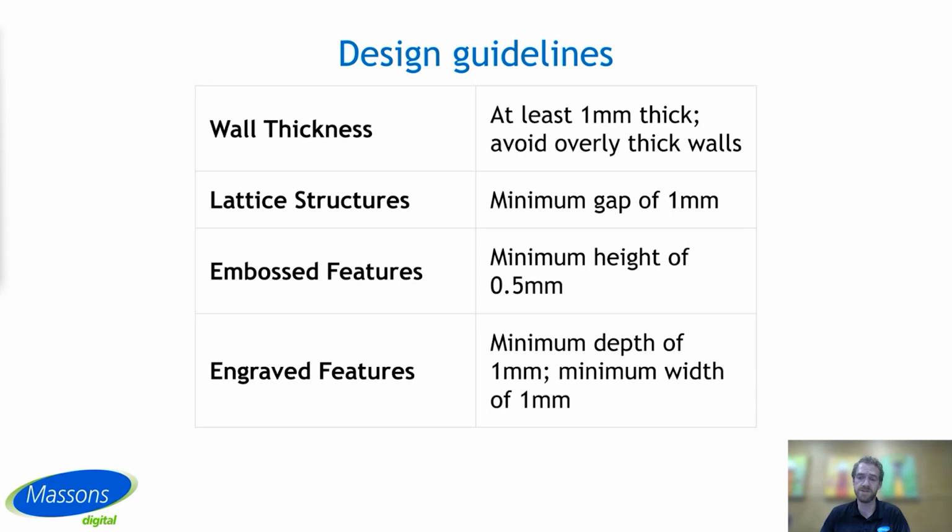And now for engraved features. With MJF, text and engraved details are at risk of closing up and won't appear visible if not designed with a minimum depth and width. We recommend a minimum depth of 1 mil and a width of 1 mil.